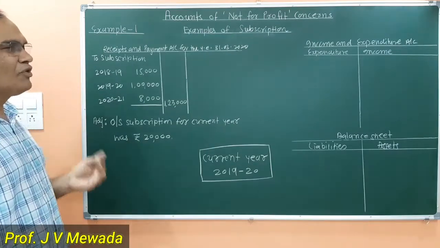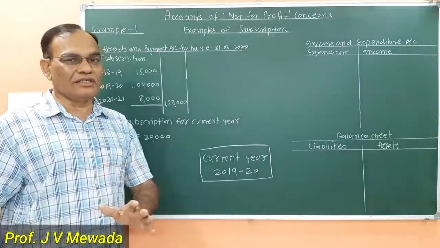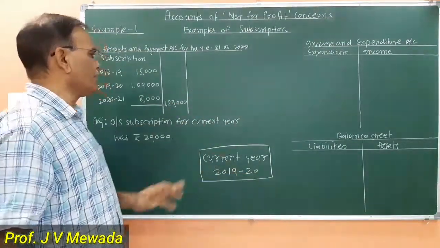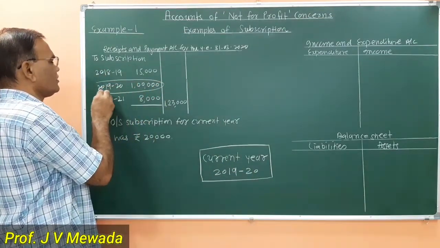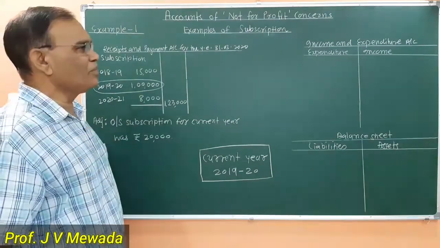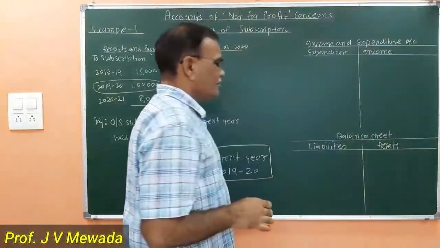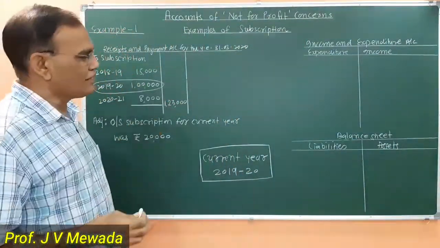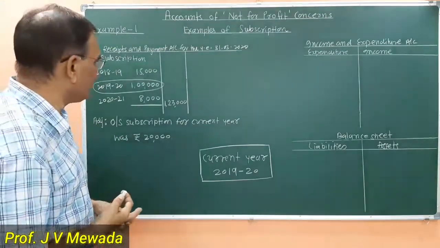Now, before we proceed ahead, first we have to decide which is the current year. So in this sum, the current year is 2019-20. So this is the current year. 2019 is the current year. And so I am preparing the income and expenditure account for the current year only. So I want to show on the income side regarding the subscription. Okay, so let us see the treatment one by one.